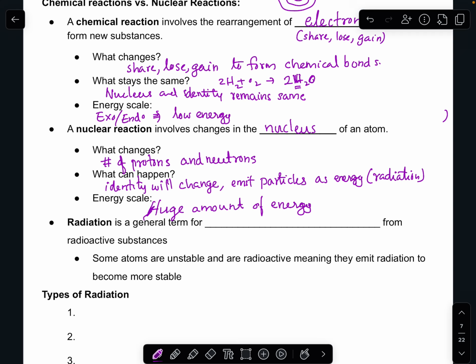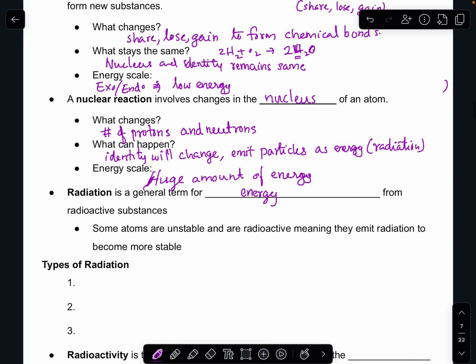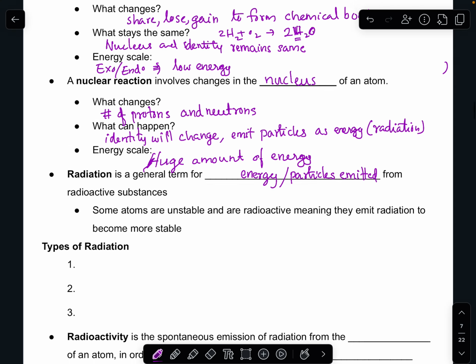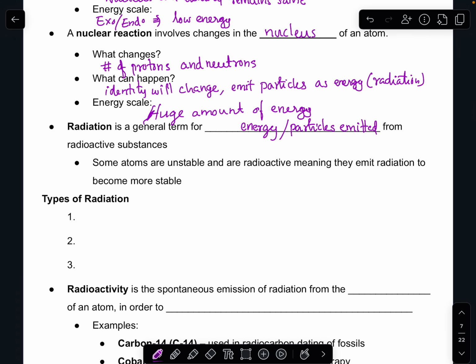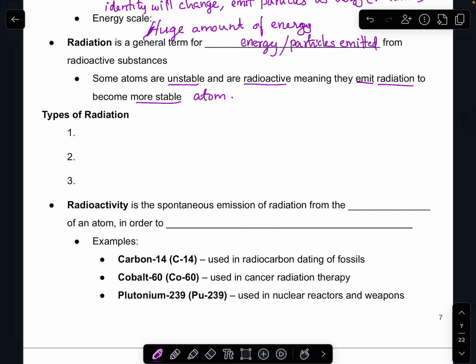So radiation is a general term for energy or fundamental particles emitted from a radioactive substance. Some atoms are unstable, therefore they become radioactive. They will emit radiation in terms of particles and convert into another, more stable atom. We are going to see the different types of radiation, the very important ones, that we are going to discuss now.